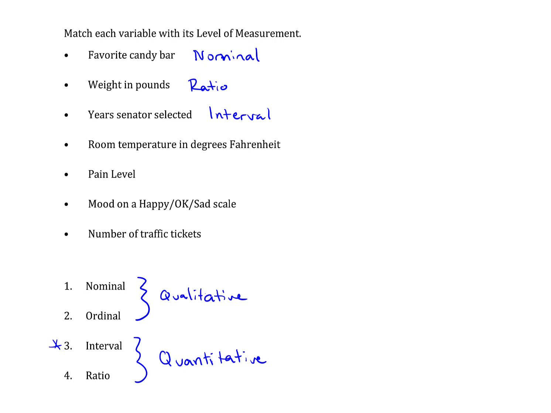The room temperature in degrees Fahrenheit. Room temperature in degrees Fahrenheit, this is a measurement. Temperature is a measurement, but it's a measurement that doesn't have what's called an inherent zero. So 0 degrees Fahrenheit is not the coldest temperature possible. So it doesn't have this inherent zero, and therefore it's an interval measurement. It's best to just remember that interval data is those three I mentioned earlier and stick with that.